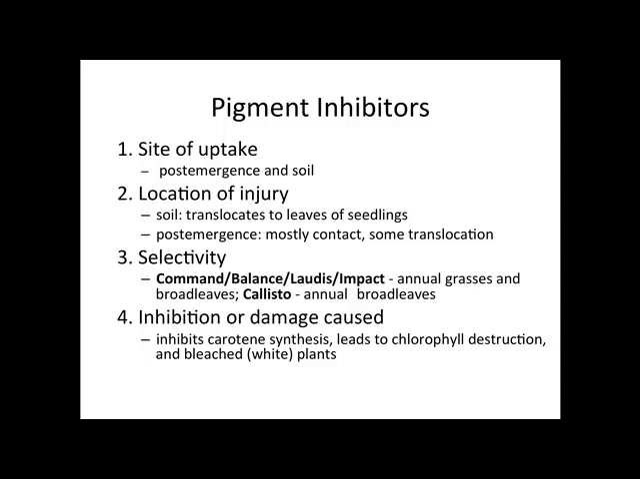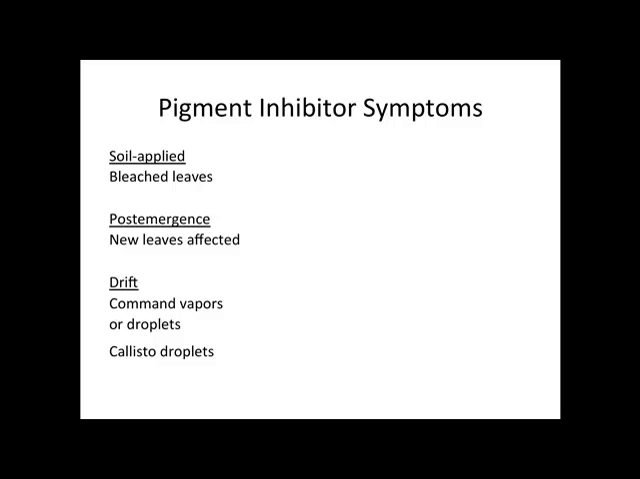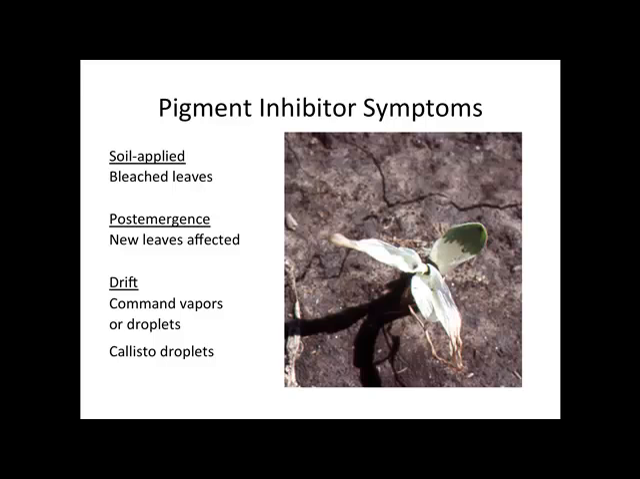Inhibition or damage cause: inhibits carotenoid synthesis, leads to chlorophyll destruction and bleached white plants. So pigment inhibitor, no pigment, white plants. So for soil applied, we'll have bleached leaves; for post-emergence, new leaves affected. For drift, you can get Command vapors or droplets and Callisto droplets.